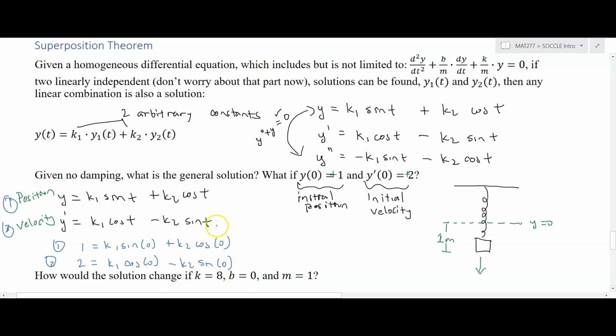Okay, so we have a system of equations to solve. The good news here is that sine of 0 is 0, so that will be 0. This will be 0. And cosine of 0 is 1, and cosine of 0 is 1 there as well. So the two equations that we actually get are 1 equals k2, and the second one says 2 equals k1. So our final particular solution for this model is going to be y equals 2 sine t plus 1 cosine t. And let's just go ahead and take a look at this in Desmos to see what's going on.